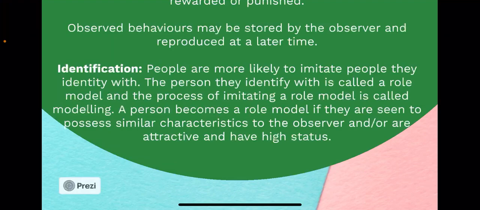So if you identify with a role model, then you are more likely to imitate their behaviour. When it says similar characteristics, that could be they're a similar age, they're the same gender, they've had similar life experiences. All of these key things can make someone more relatable and make you identify with them.